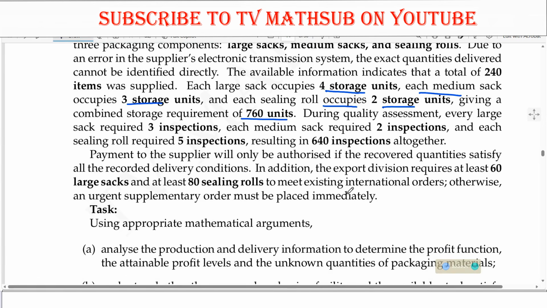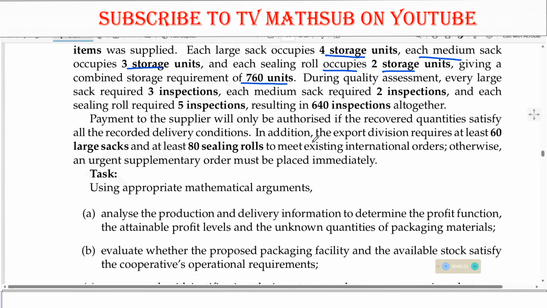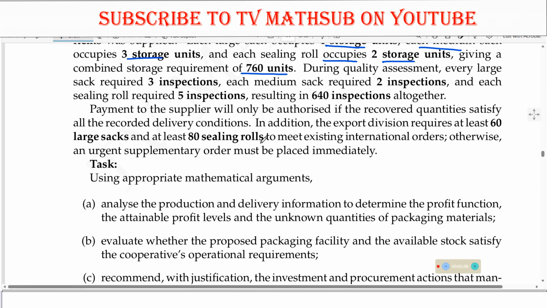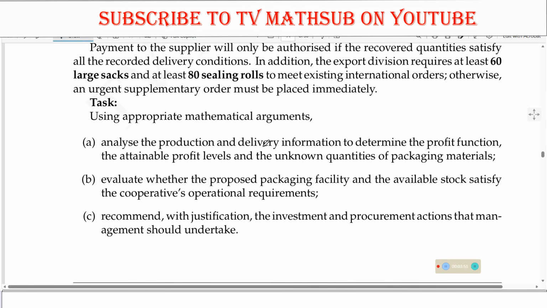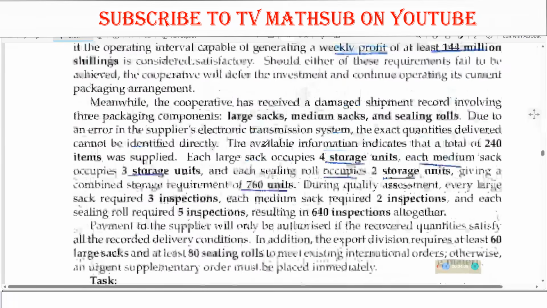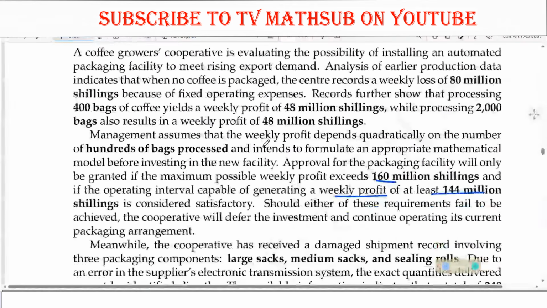So our task is you need to use appropriate mathematical arguments. 1. To analyze the production and delivery information to determine the profit function, the attainable profit levels, and the unknown quantities of packaging materials. 2. We need to evaluate whether the proposed packaging facility and the available stock satisfies the cooperative's operational requirements. And 3. We need to recommend with justification the investment and procurement actions that management should undertake. So that is the scenario we are given, and we shall see how best we can respond to this.